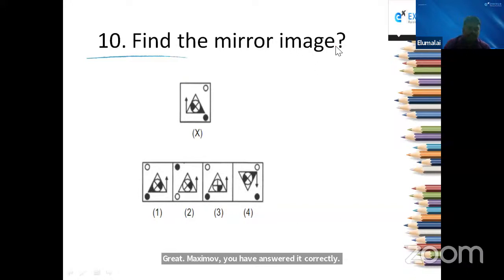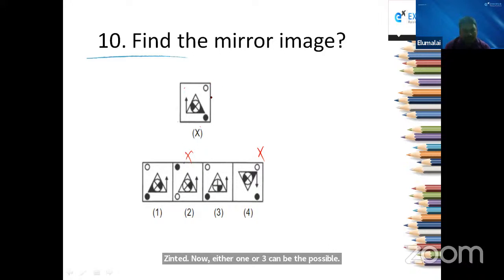Right. So here, right side objects will be in left hand side, left side objects will be in right hand side. So here, this dot will go this side, this dot will go this side. So based on that property, you could have eliminated this option, right, and this option, isn't it? Now either one or three can be the possible answer, right?